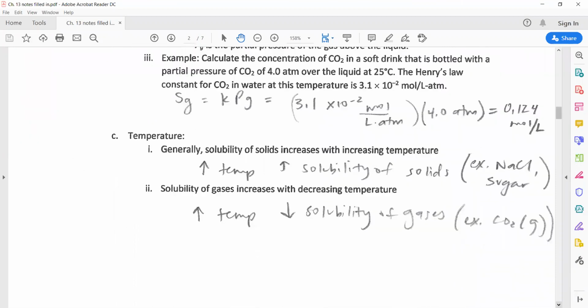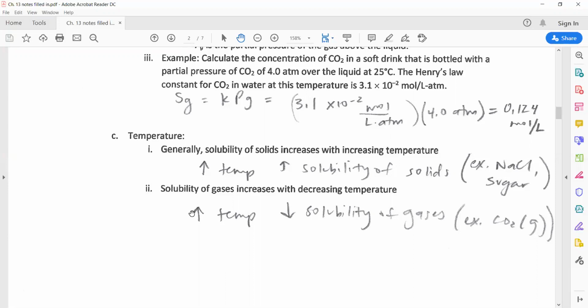Solubility, you'll notice, is moles per liter. It's the amount of moles that can be dissolved in every liter of solution. Temperature also affects solubility. For solid solutes, such as sodium chloride, table salt, or sugar, or any ionic compound, in general, if we increase temperature, we're going to increase the amount that can dissolve. Whereas for gases, it's actually the opposite.